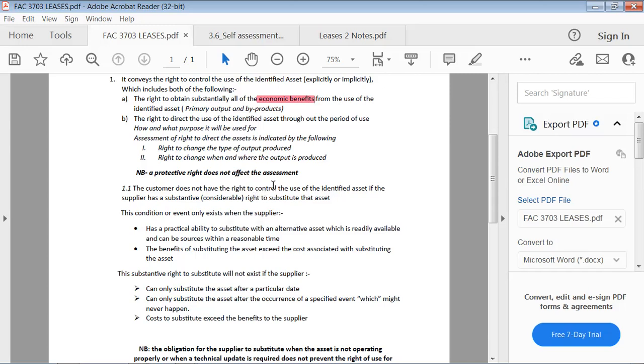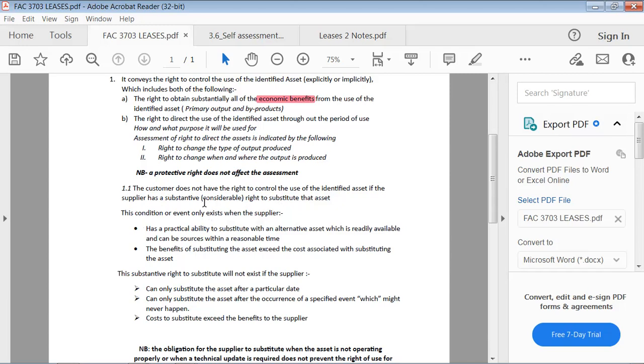And when you don't have the right to control an asset, that means it is not a lease. You understand? So that will nullify everything. You need to be wary of that fact if the supplier has substitution powers over the customer. So how do you identify that a supplier has substitution powers?